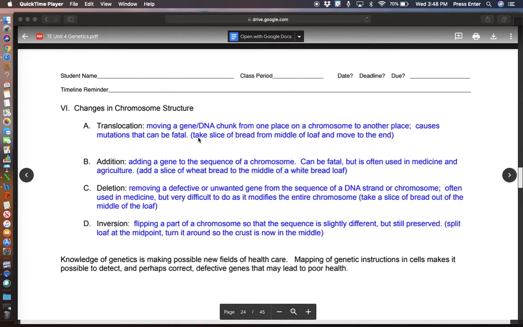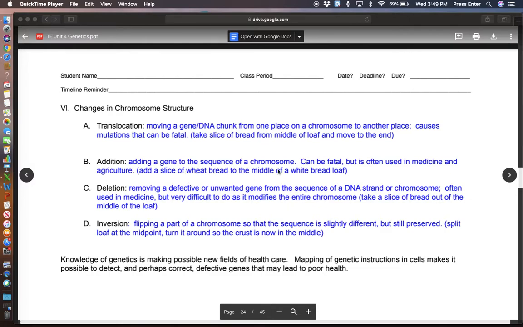Changes in chromosome structure. I've made this as easy as I could using loaves of bread again. If we're going to change a chromosome around and we're going to move a gene or a chunk of DNA essentially from one place in the chromosome to another place, very often these mutations can be fatal. It's like taking a slice of bread from the middle of the loaf and moving it to the end. Okay, you leave a gap. You leave the piece at the end. It's not a good thing for humans, especially.